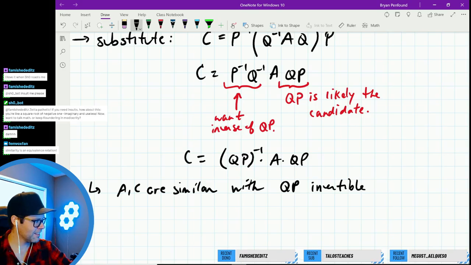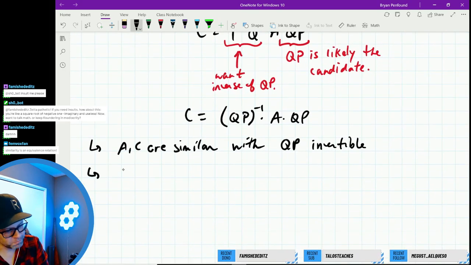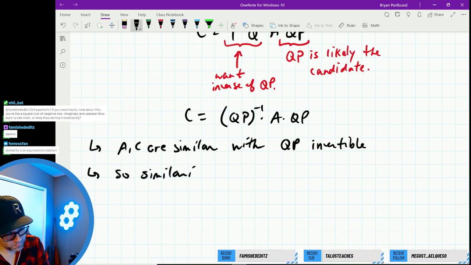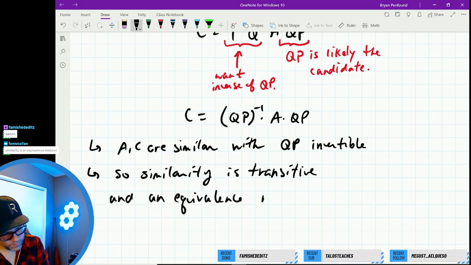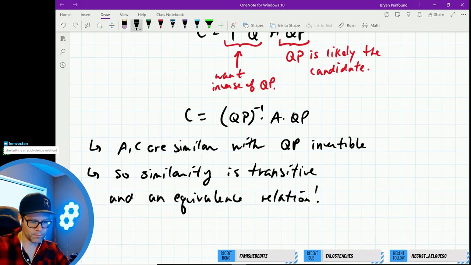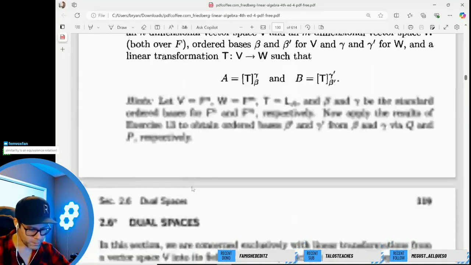So there we go. Similarity is an equivalence relation. We have transitivity. So there we go. A really, really nice property of matrices that we will explore a little bit further in our course.